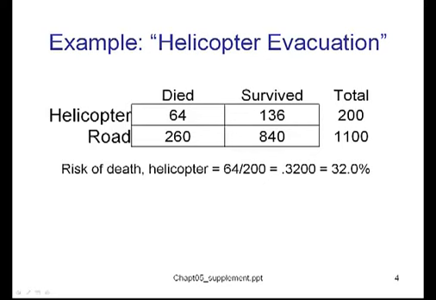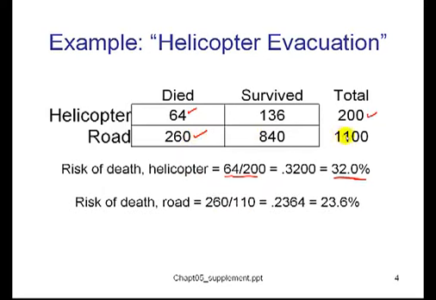that when you look at all the data for helicopters, the risk of death, again the explanatory variable in this problem is in the rows, so the conditional row percent for risk of death for helicopter evacuation is 64 over 200. So 32% of the study subjects evacuated by helicopter died. In comparison, for the road evacuation, we have 260 deaths over 1,100. So we have 23.6% of the road accident subjects who died after their accident.